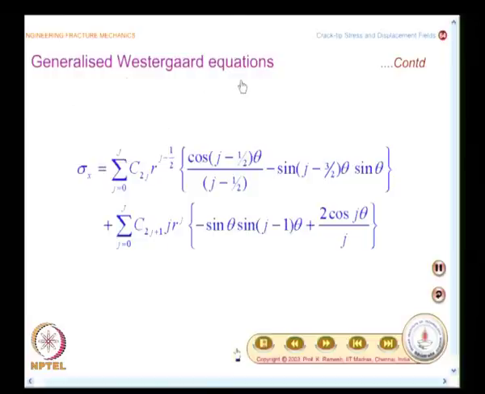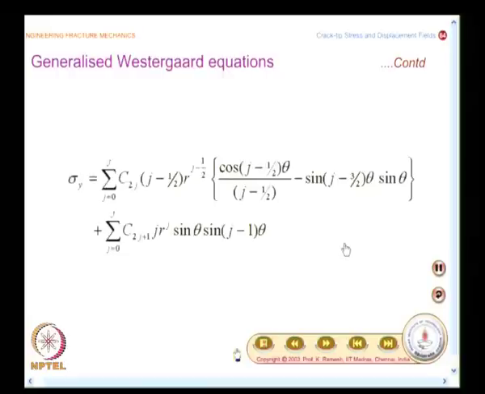From generalized Westergaard equations, you get sigma x equal to sigma of j equal to 0 to J C 2j r power j minus half multiplied by cos j minus half theta divided by j minus half minus sin j minus 3 by 2 theta sin theta. You also have a second term, which is again a summation j equal to 0 to J C 2j plus 1 j into r power j multiplied by minus sin theta sin j minus 1 theta plus 2 cos j theta divided by j.